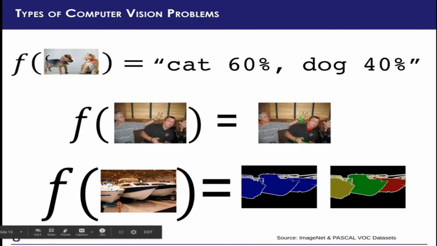And finally, the third type of problem, which we mentioned just for the sake of completeness, is semantic segmentation. In this type of problem, every pixel of an image is classified into a set of categories, typically just foreground or background, but you could also go a step further and segment the foreground into multiple classes as well.